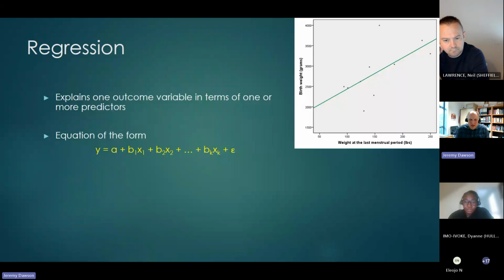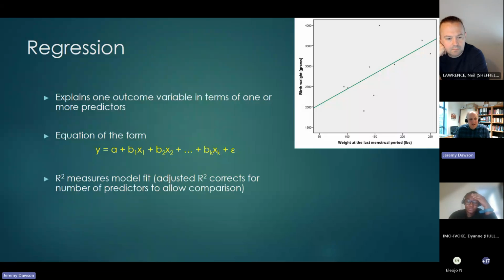The other thing you see at the end of this equation, this epsilon, the Greek letter epsilon there, just represents the residual or error. So it's acknowledging that no line is likely to fit the data perfectly.